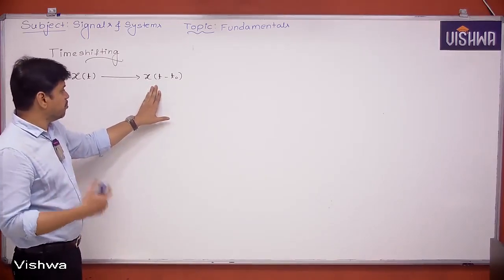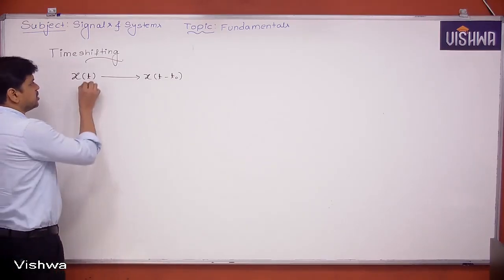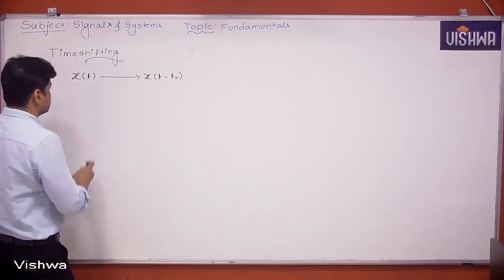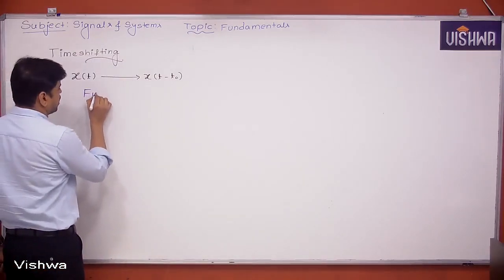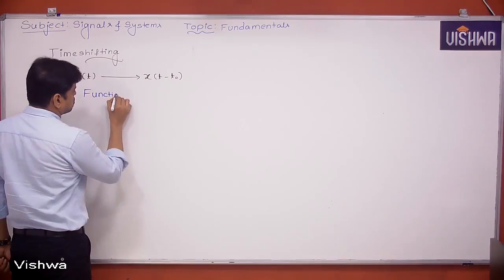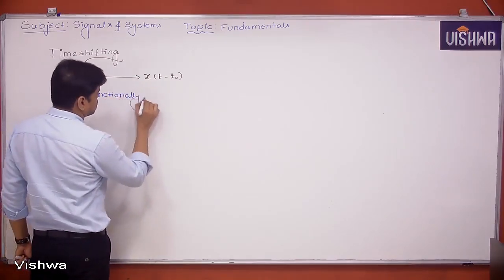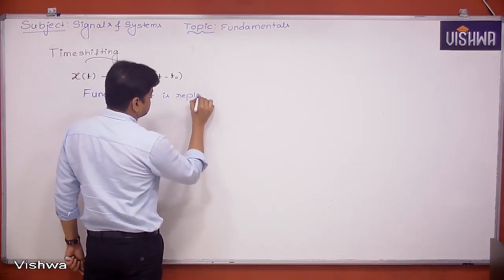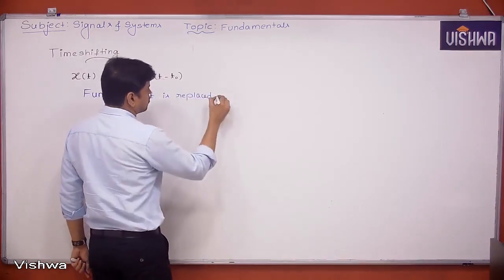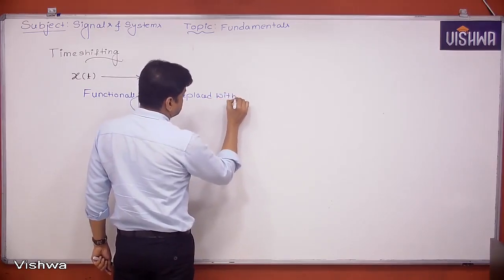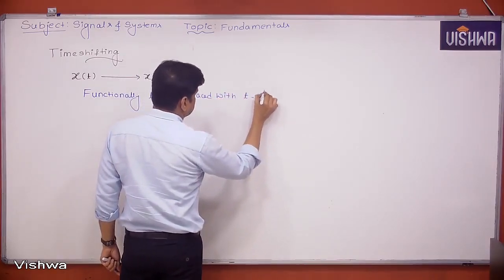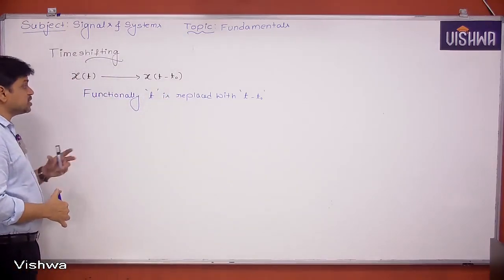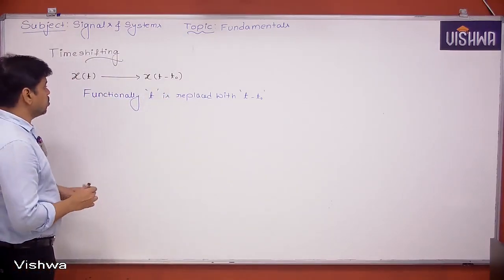What are the changes we made? We simply say t has to be replaced with t minus t naught. Functionally, t is replaced with t minus t naught. That is what we are changing functionally. Functionally, what are the changes we are making?